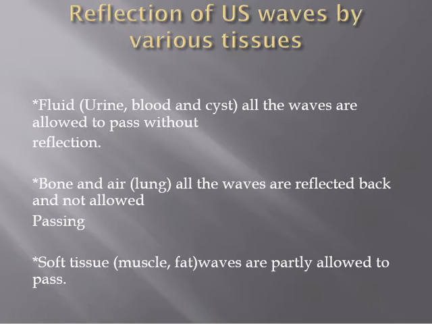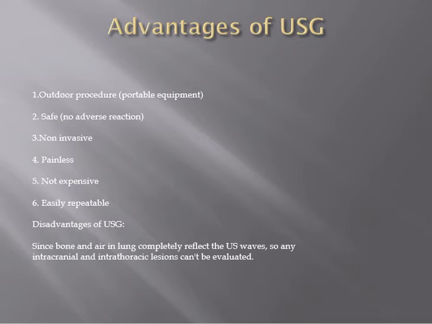Reflection of ultrasound waves by various tissue. Fluid, urine, blood, and cyst: all the waves are allowed to pass without reflection. But bone, hair, and lung reflect the waves back and do not allow passing. Soft tissue, muscle, and fat are partly allowed to pass.